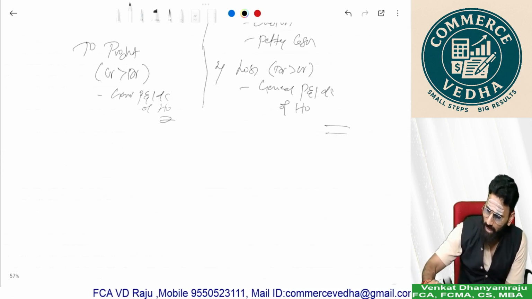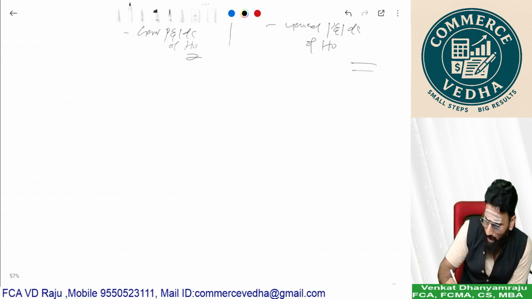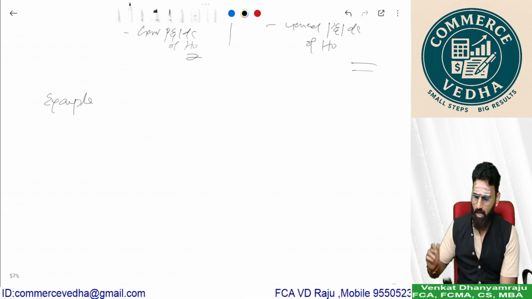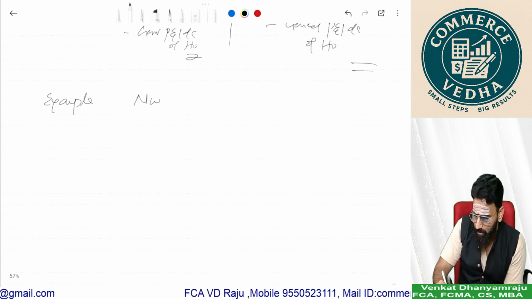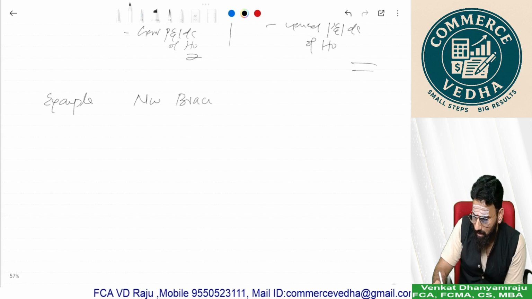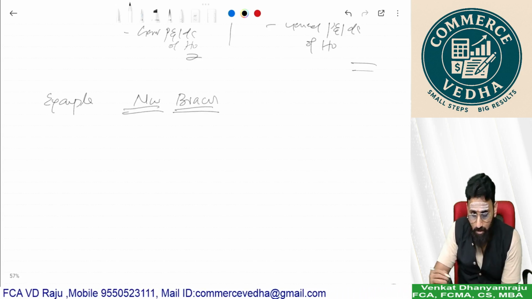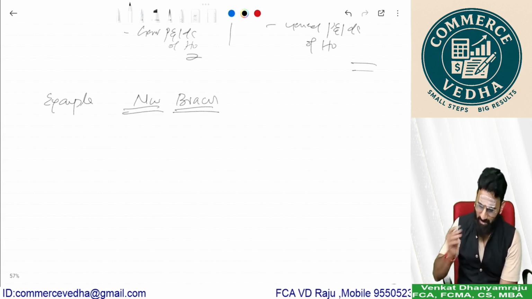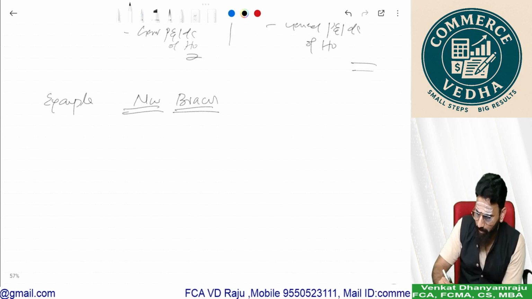Now let us understand with a small example. I'll give it here with the transactions. Assume it's a new branch, so there are no opening balances. There may be closing balances. Simple example. Take example number 1.